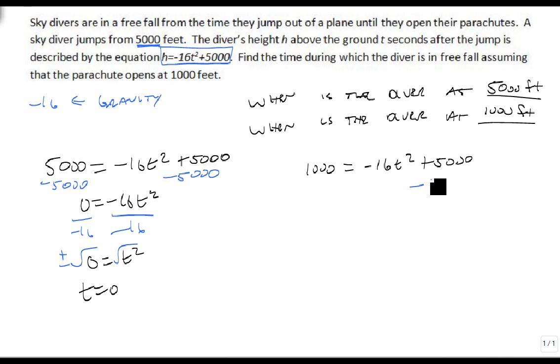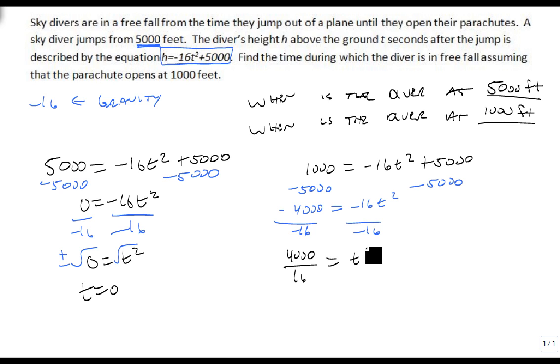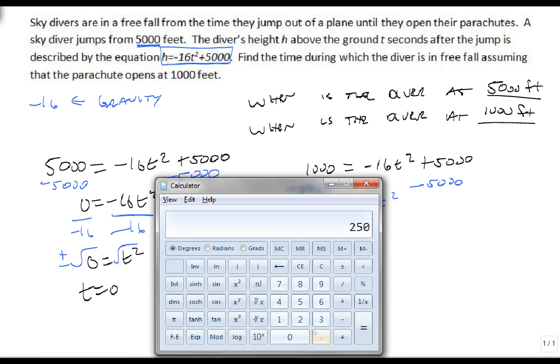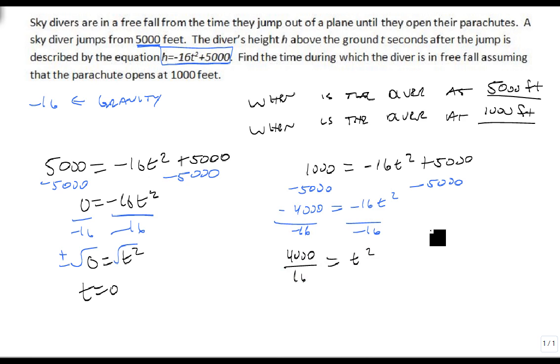Well, this is going to take a little more work. We'll subtract 5,000. Which gives minus 4,000 equals minus 16t squared. I'm going to divide by negative 16, but I'm going to leave it in this form for just a moment. So we get 4,000 over 16 equals t squared. Well, 16 goes into 4,000 250 times. So 250 equals t squared.